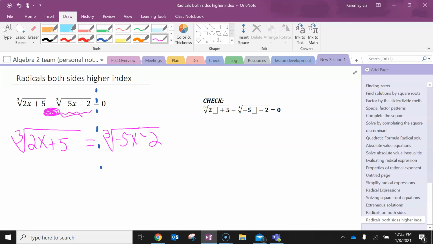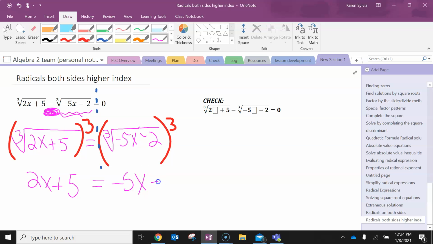They are isolated on either side, and in order to remove the radicals, I need to raise the expression on either side to the root value. So the power I need to use to get the radical to cancel is whatever that index is. In this case, it's a 3, so I'm going to raise everything to the third power. That will result in the radicals' removal. So I'm going to have 2x plus 5 equals negative 5x minus 2.